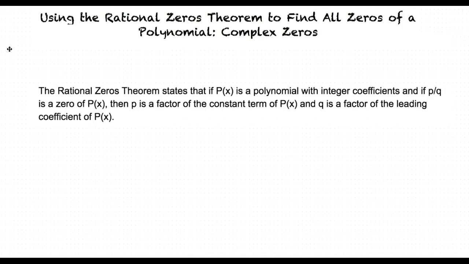The rational zeros theorem states that if p of x is a polynomial with integer coefficients, and if p over q is a zero of p of x, then p is a factor of the constant term of p of x, and q is a factor of the leading coefficient of p of x. That sounds really confusing. What does that even mean?